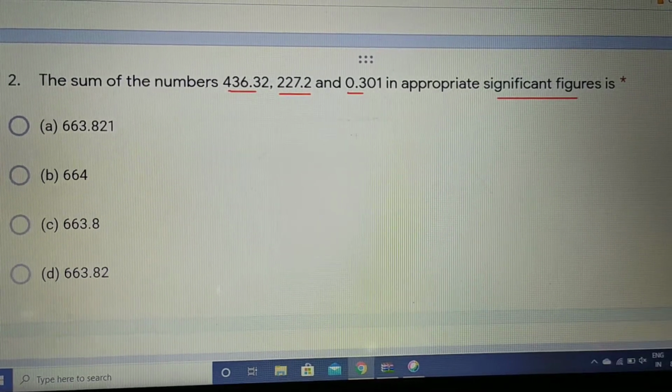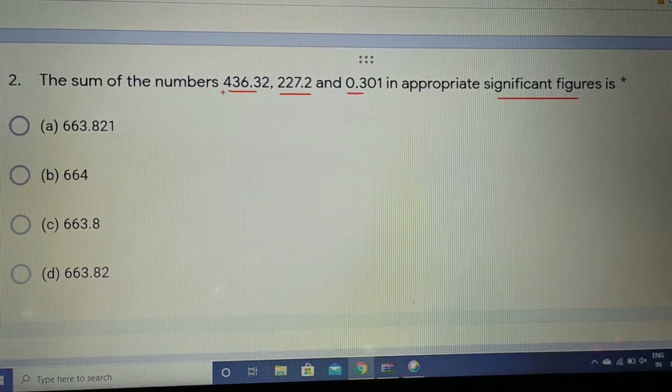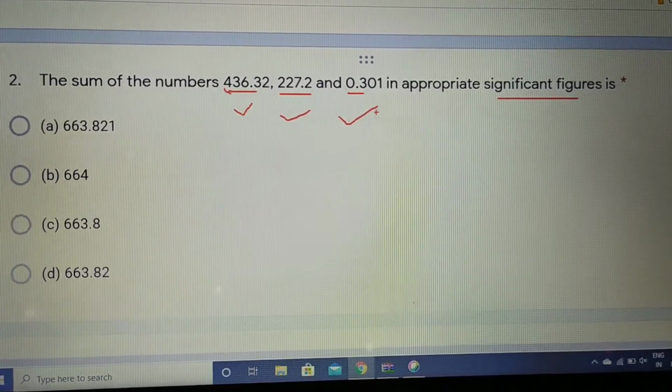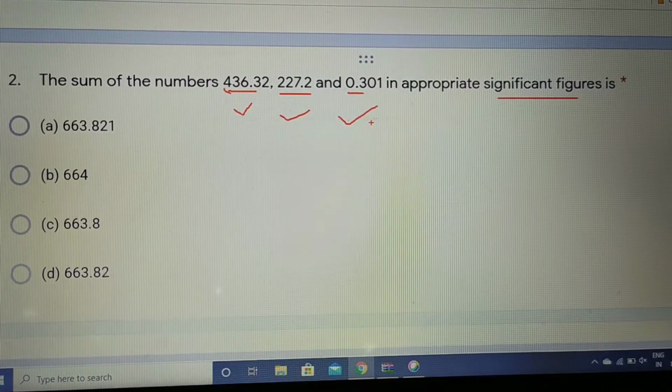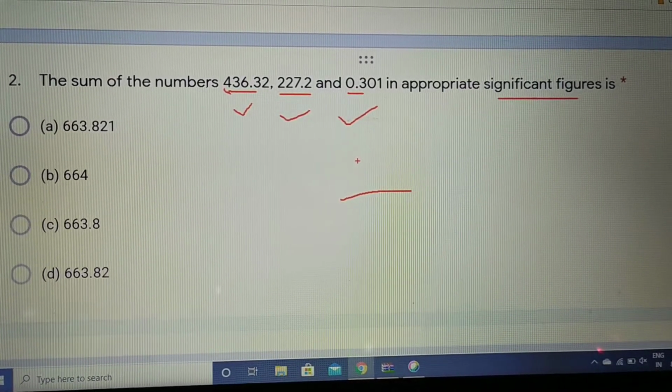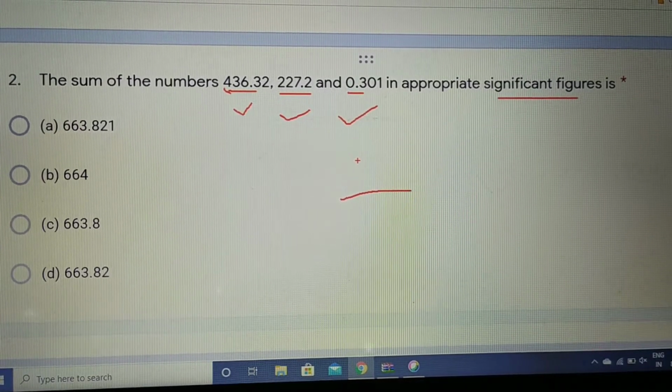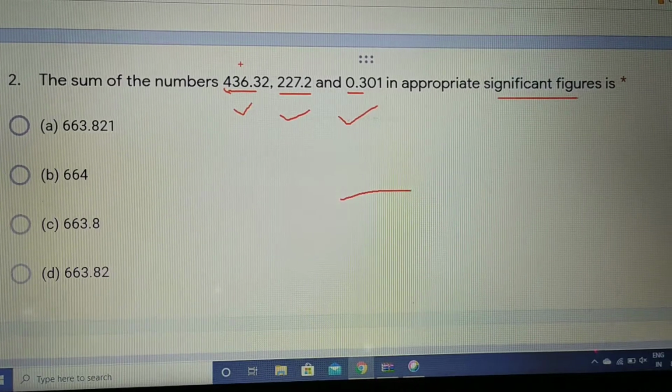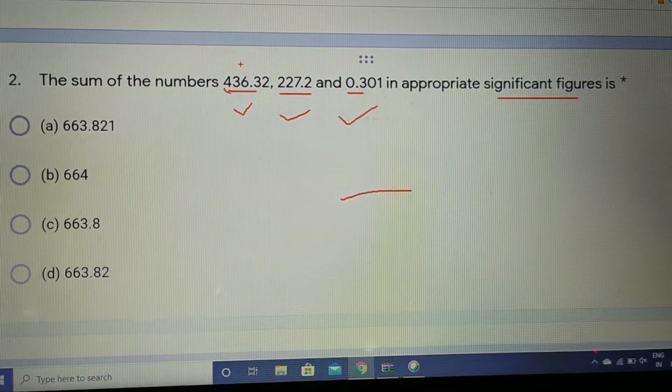We already know the rule. When 3 numbers, or any number of digits, are added, like here we are adding the first number, second number, and third number, after the addition, how many significant figures will we have in the result? We will have the significant figures of the number which has the least significant figures among these 3 numbers. Okay, so let us see.